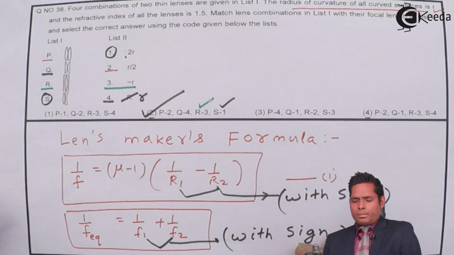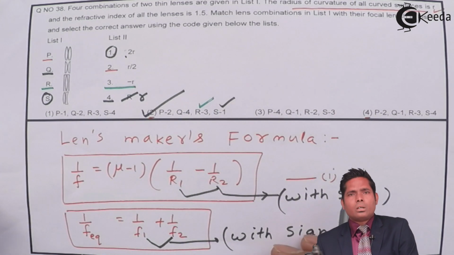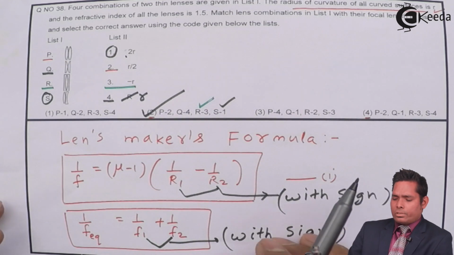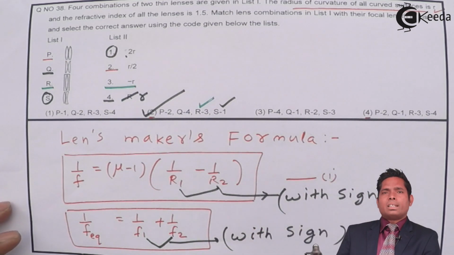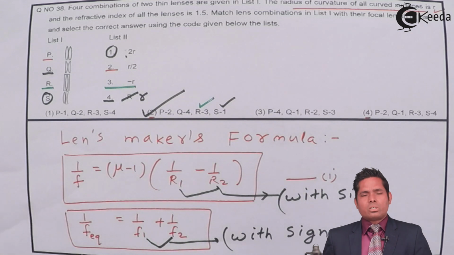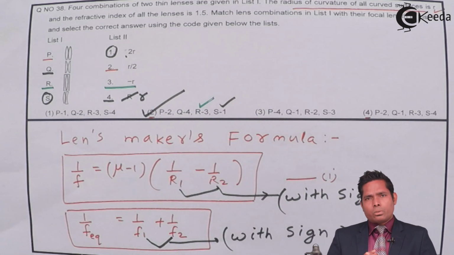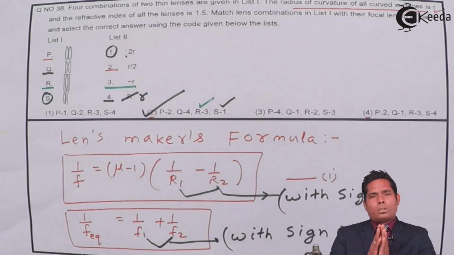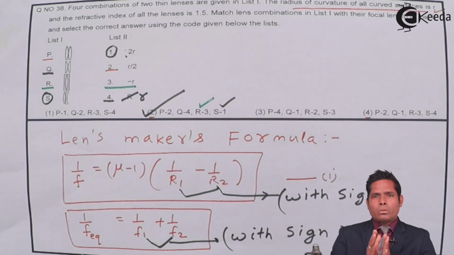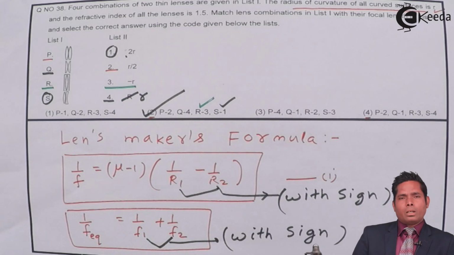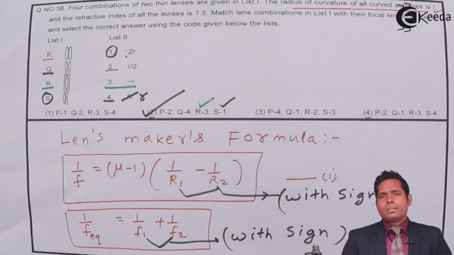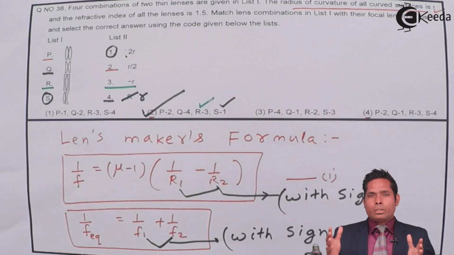So this is basically a question based on the combination of lenses. You must know how to use the lens maker formula using sign conventions, and with sign convention you have to solve this. You have to take note that it is a combination of convex lens, concave lens, plano concave lens and plano convex lens. So accordingly you have to use the equivalent focal length formula, that is 1 upon f equivalent is the sum of reciprocals of the individual lenses. Okay, thank you.